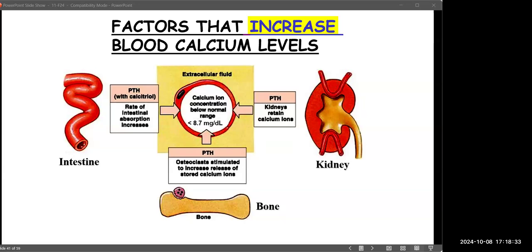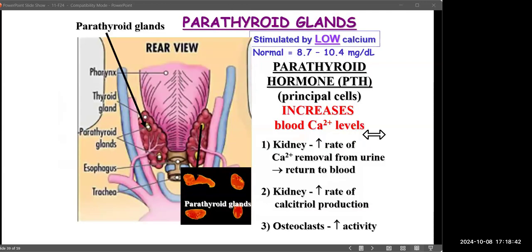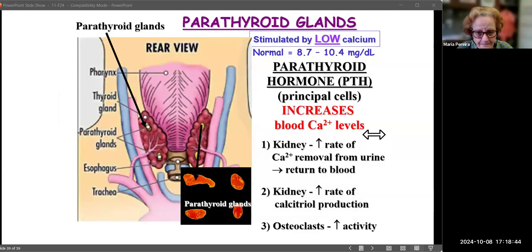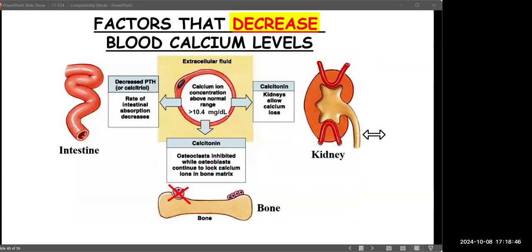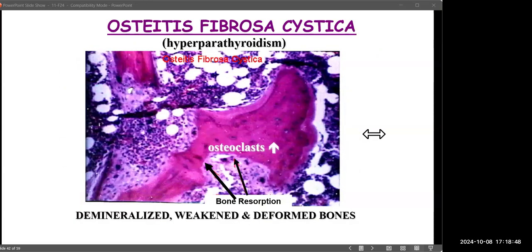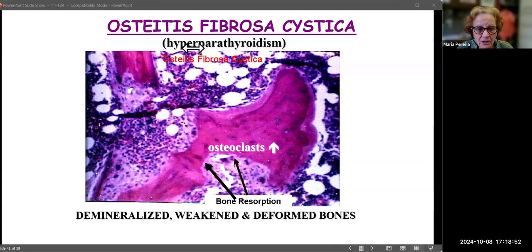I'm kind of confused because you said, for the other slide, can you go back to the other slide for a second? Here? No, towards the end. Here. Yeah, you said that it's hyperparathyroidism. Hyper. So that means there's too much parathyroid hormone being produced, right? Because there's a tumor, let's say.